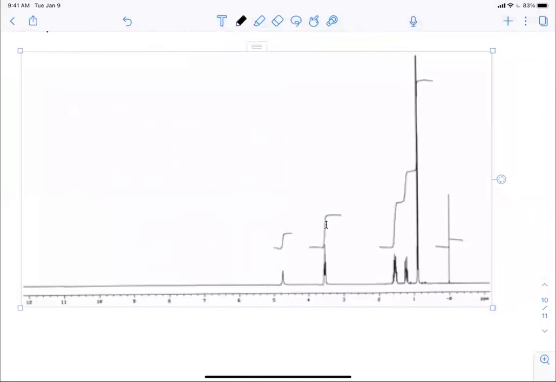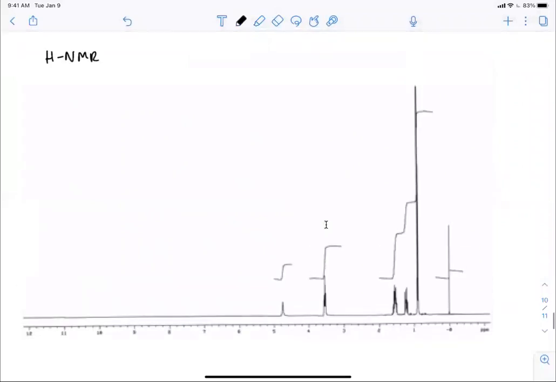This is an NMR spec. This uses radio frequencies for the hydrogen environments. And we're going to talk about each of the aspects that are on this graph here. One, namely TMS. At 0, that's TMS.